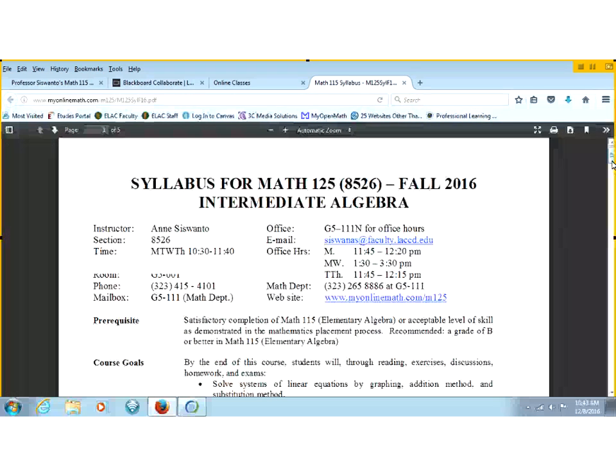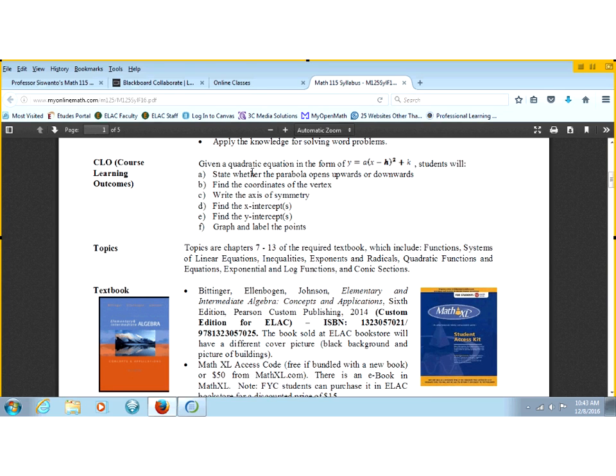Okay. Now, this is the SLO or CLO, course learning outcome. So this will be on everybody's final, yeah? Given a quadratic equation in the form of y equals a(x minus h) squared plus k, students will state whether the parabola opens up or downward, find coordinates of the vertex, axis of symmetry, and step graph, and they will define. All right? So should we do it? Okay. So let's do it.